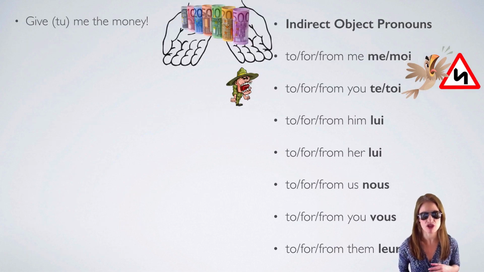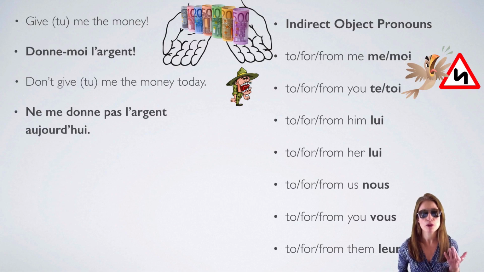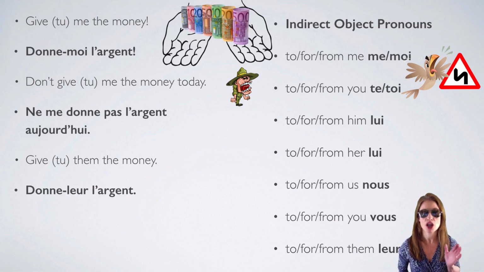Give me the money, addressing to. Donne-moi l'argent. Don't give me the money today. Still addressing to. Ne me donne pas l'argent aujourd'hui. Using to. Give them the money. To them. Donne-leur l'argent.